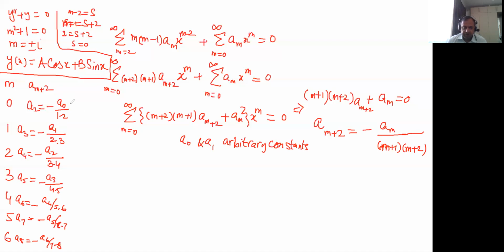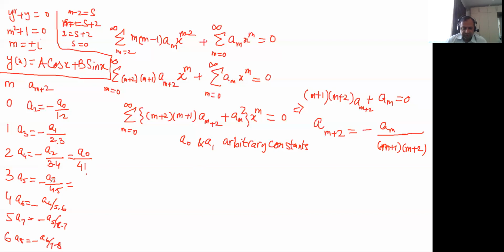And for a2, we know that the value is minus a naught over 1 by 2. If I input this value over here, this is 1 to 2, and then this is 3 to 4, and then it is minus and minus, so it is plus a naught over 4 factorial. Do you agree with that? It will be a naught over 4 factorial.